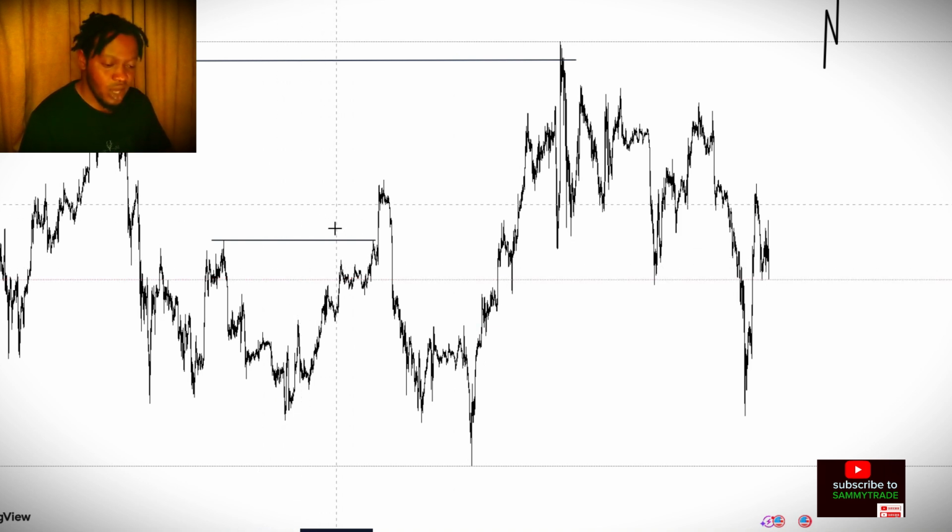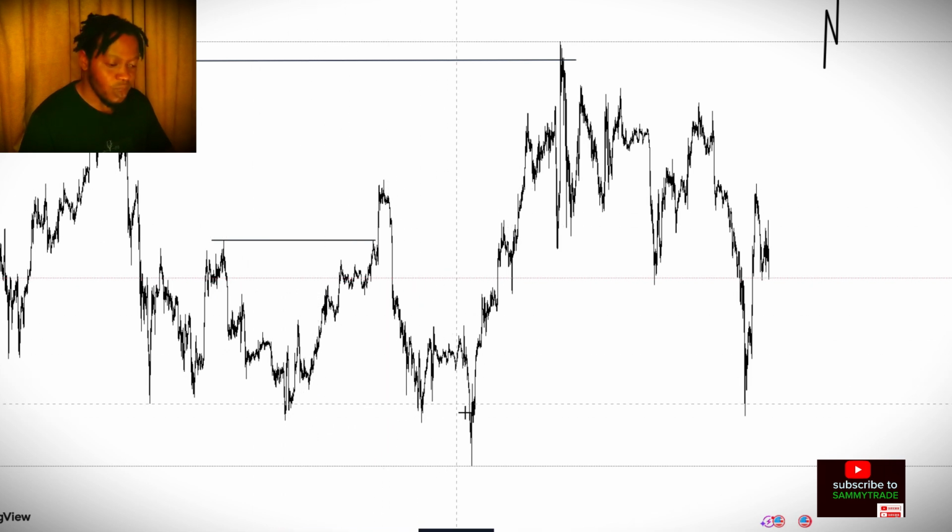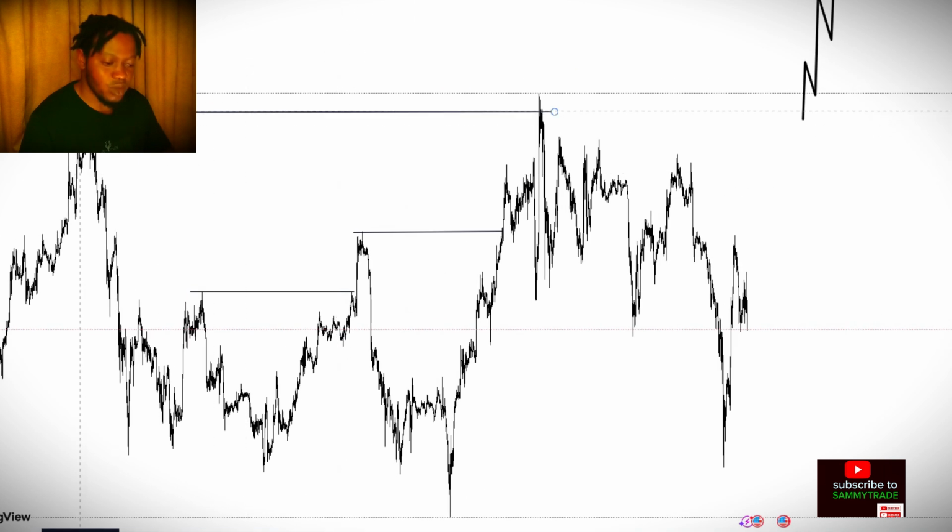So we had that shift of structure and a retracement, a liquidity sweep below, and also a break of structure again to the upside. So you see that the internal structure is now bullish. So we are now waiting for a break of structure right here to the upside for us to know that we are completely bullish in the market.